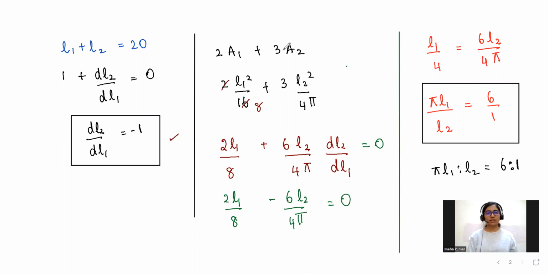So this is how we solve this question. And if you have any doubts regarding any of the steps, you can ask me in the comment section and I will get back to you, students. So this is the answer: the ratio between pi L1 is to L2.